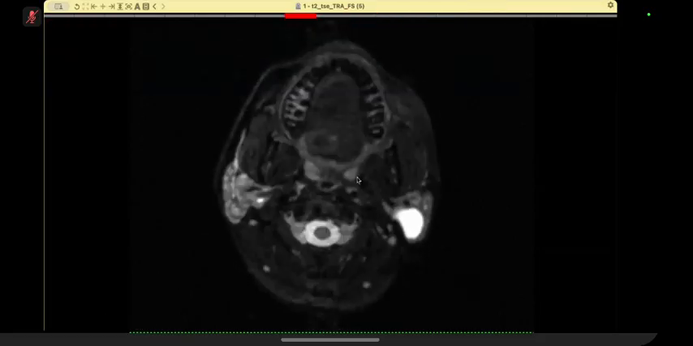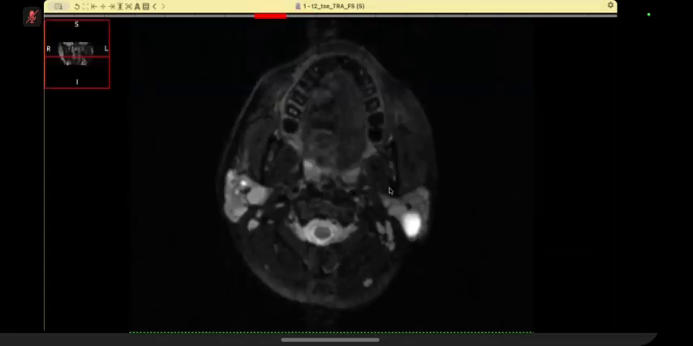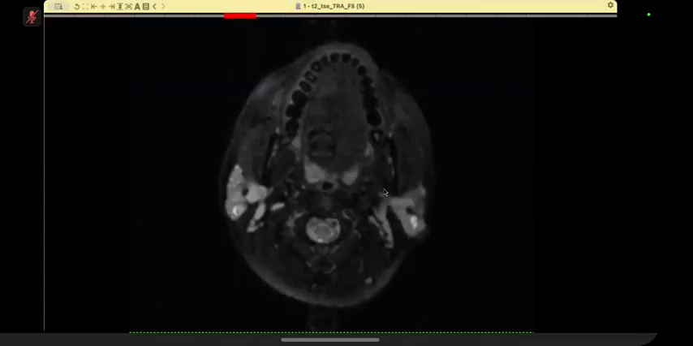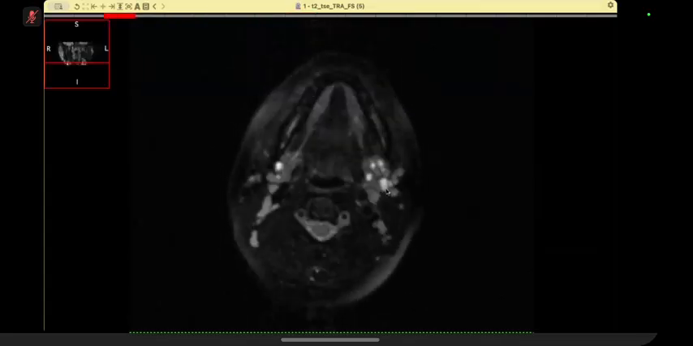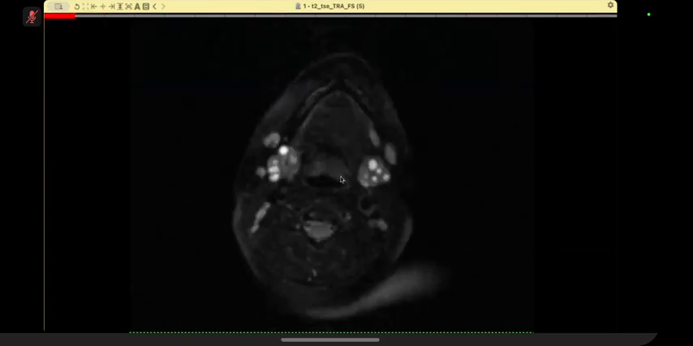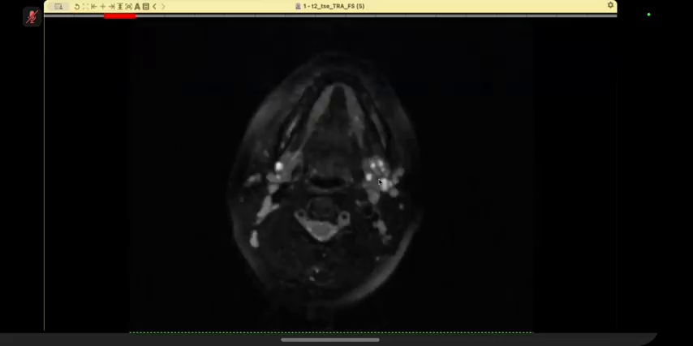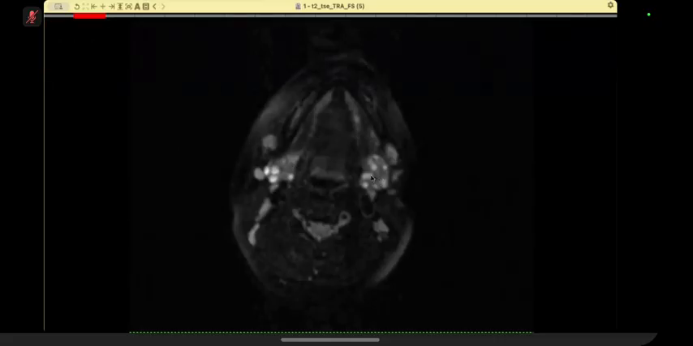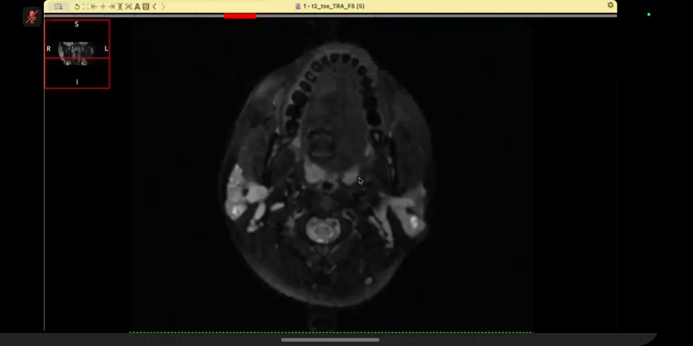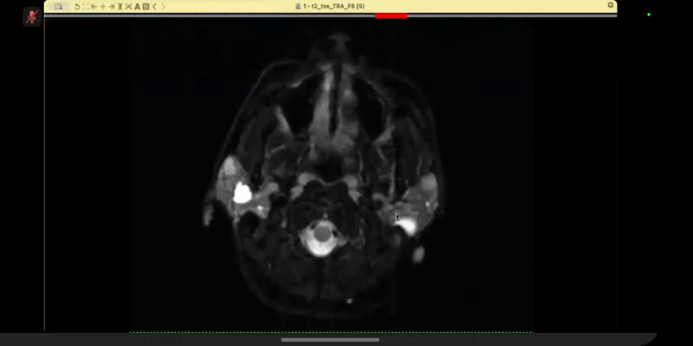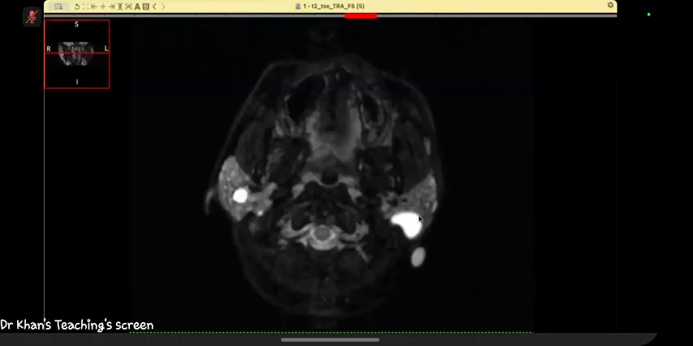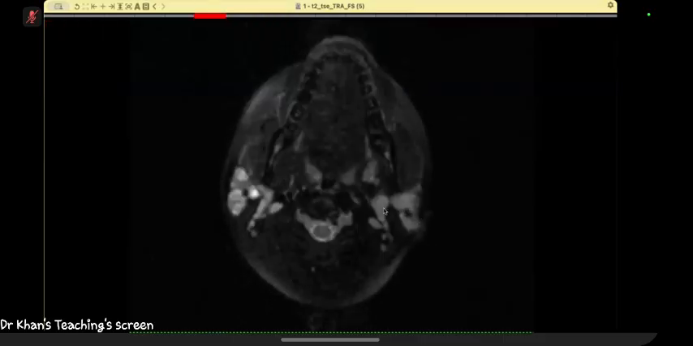Then these are the tonsils, the palatine tonsils, they are also prominent. The lingual tonsil is not very prominent. We can see it here, but these are cysts in the submandibular gland. So this is the submandibular gland, and up here is the parotid gland. And with that, if you see here, now look at this.